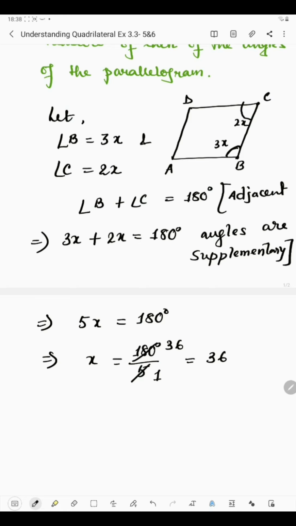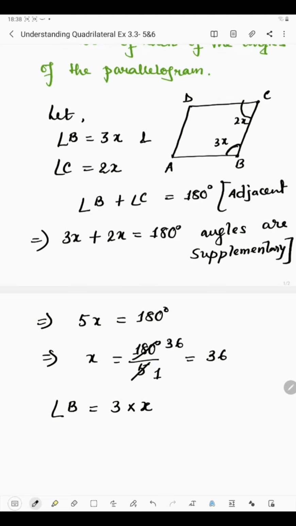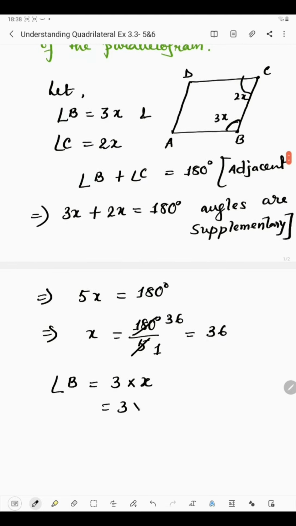Now we have considered angle B as 3x. So what will be the measure of angle B? 3x means 3 is multiplied by x. So 3 into 36, because the value of x is 36. If you multiply this, we will get angle B. 3 into 6 is 18, 1 carry, 3 threes are 9, 9 plus 1 is 10. So it's 108 degrees.